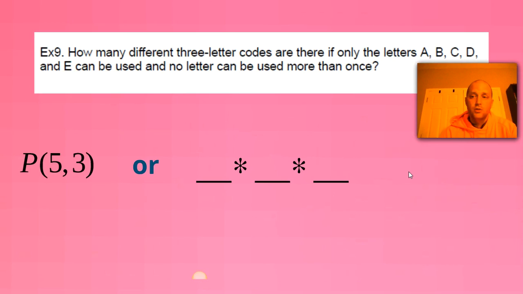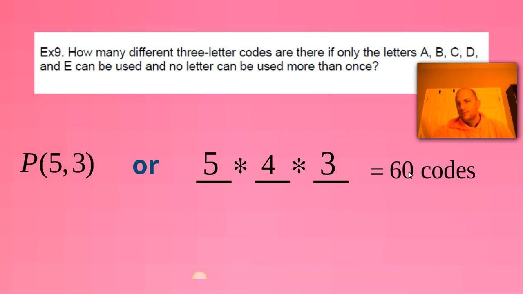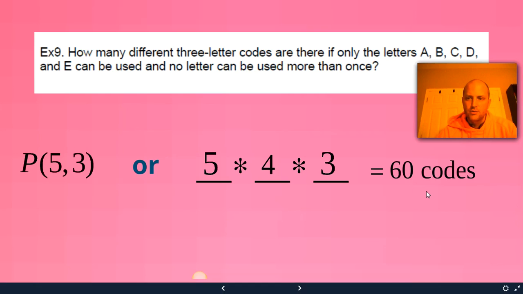That's permutation of 5 things, 3 at a time. So we have A through E to choose, and then we use one of them, and then it's 4 and then 3. And again, you can use your calculator, 5 times 4 times 3, or just do permutation 5 things, 3 at a time, press enter, and you should get your 60 codes.